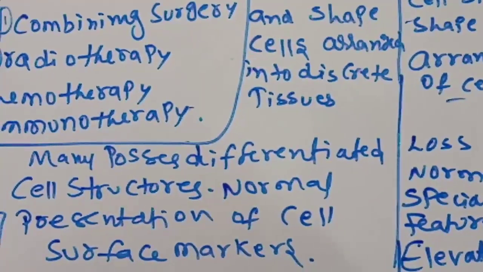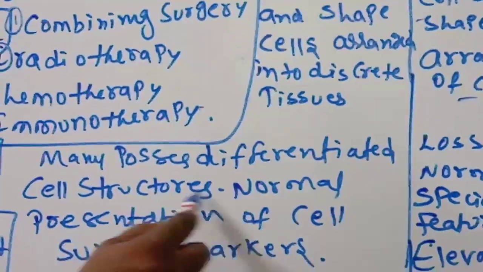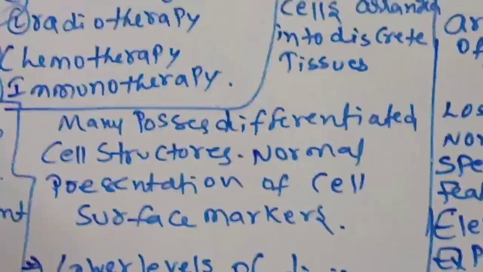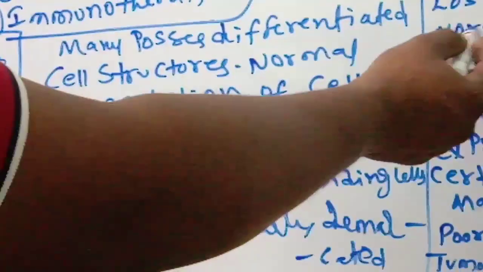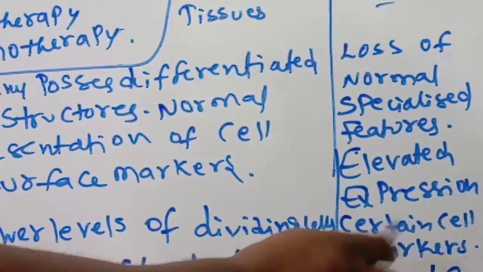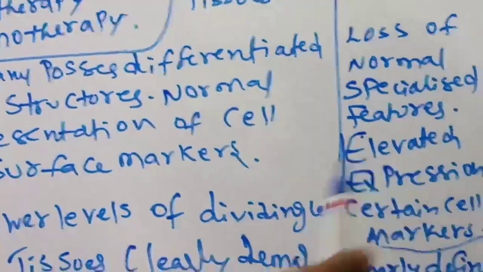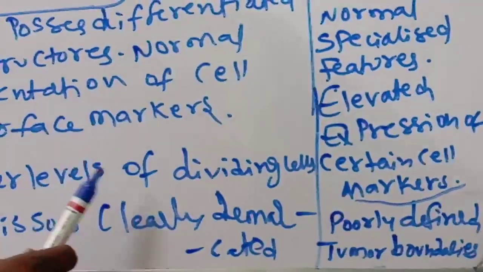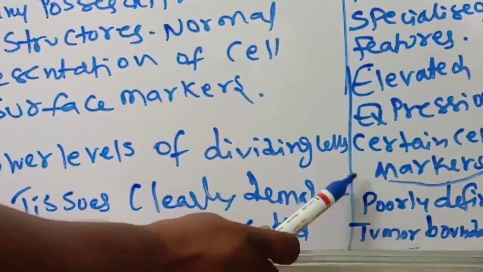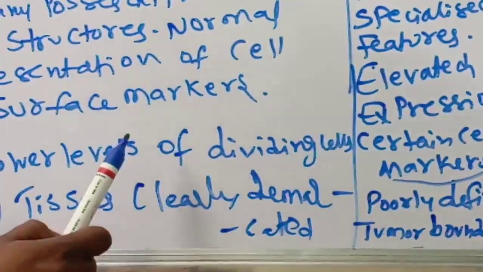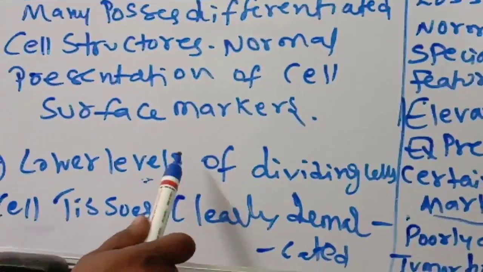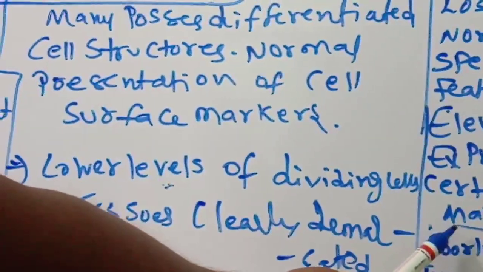Normal cells possess differentiated cell structures and normal presentation of cell surface markers. In cancer cells, there is loss of normal specialized features and elevated expression of certain cell markers. Normal cells have lower levels of dividing cells. Cancer cells have a large number of dividing cells, a higher level of cell division.